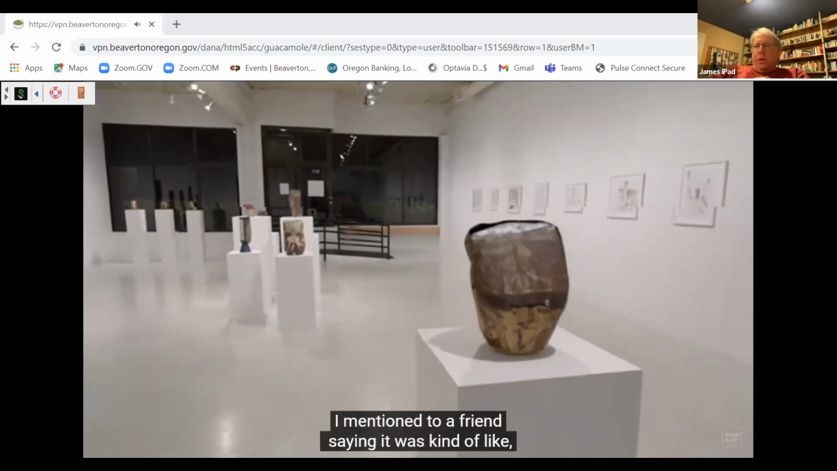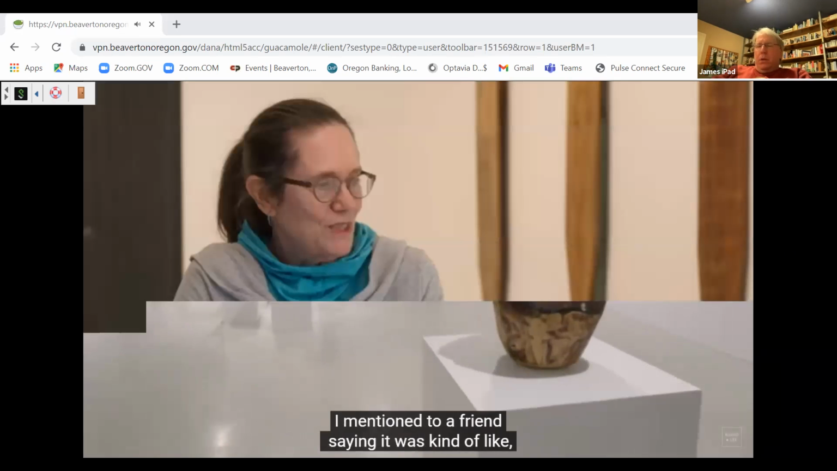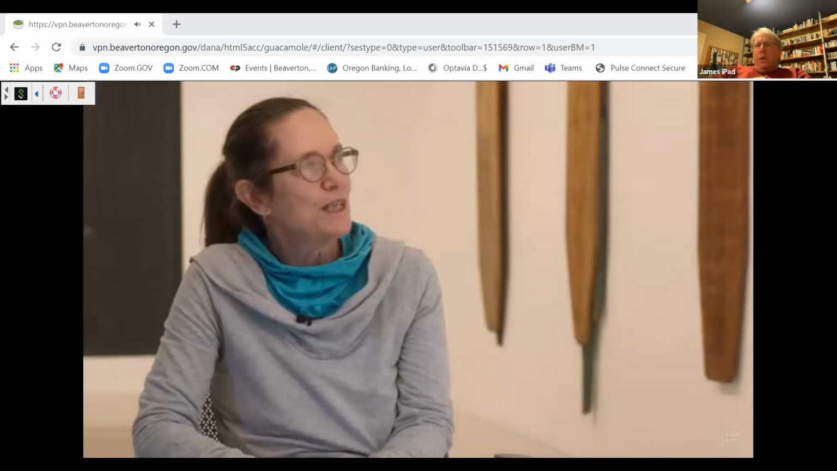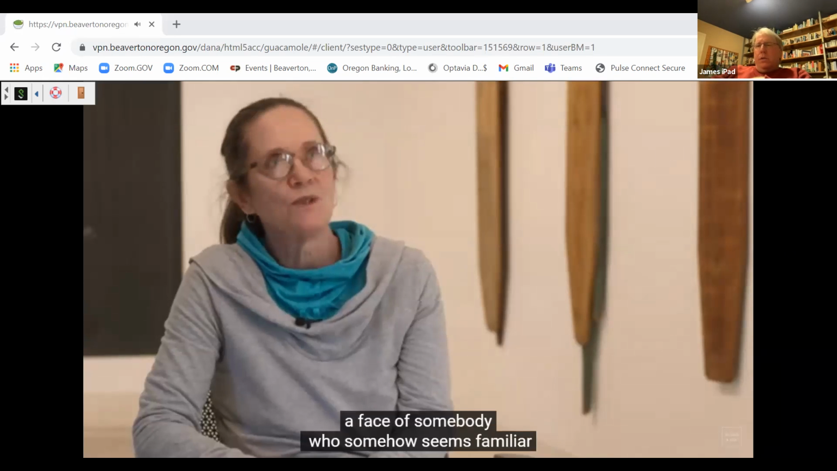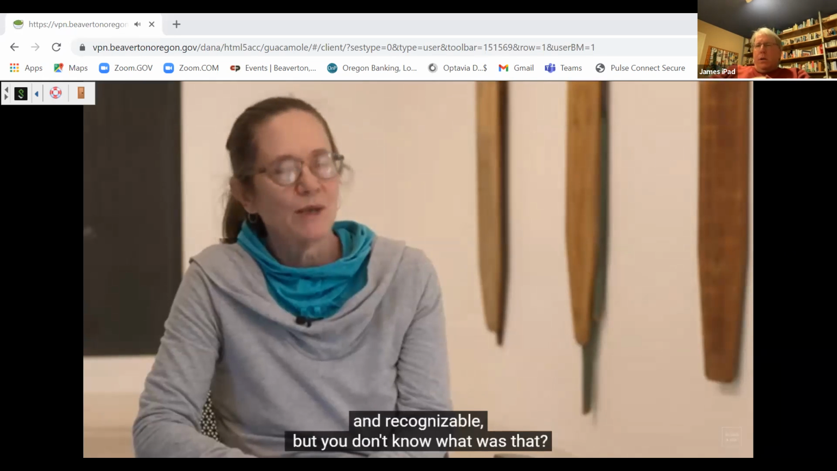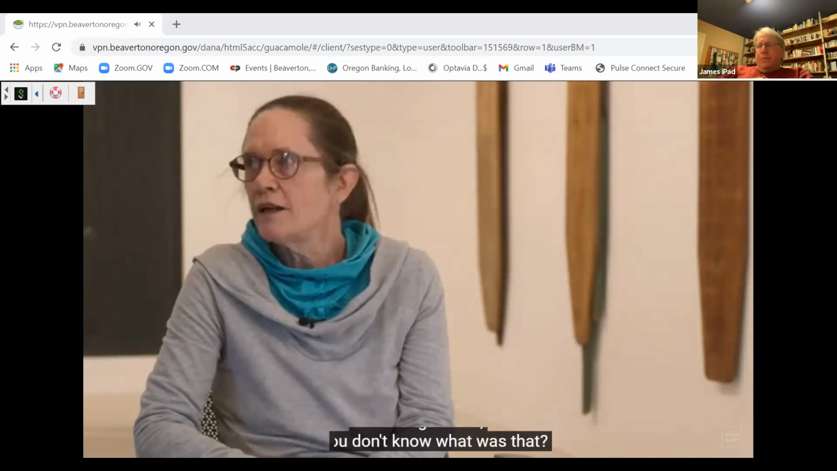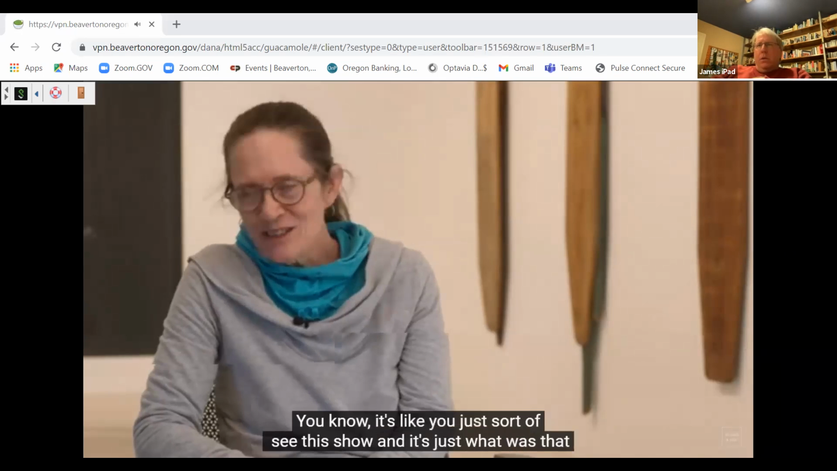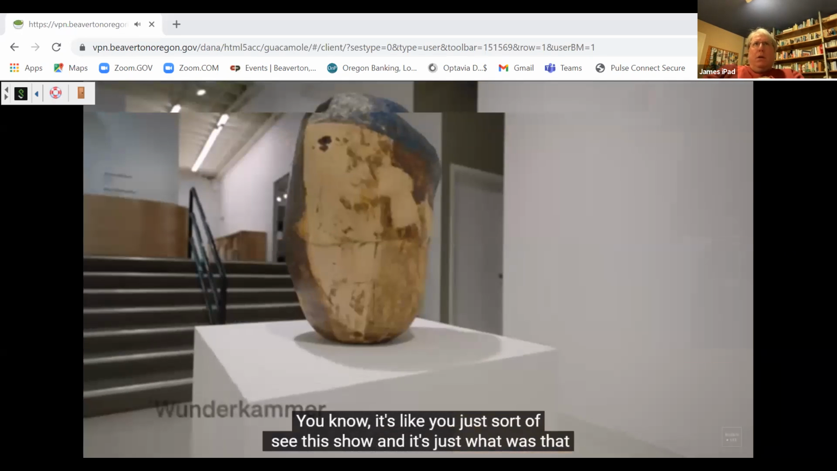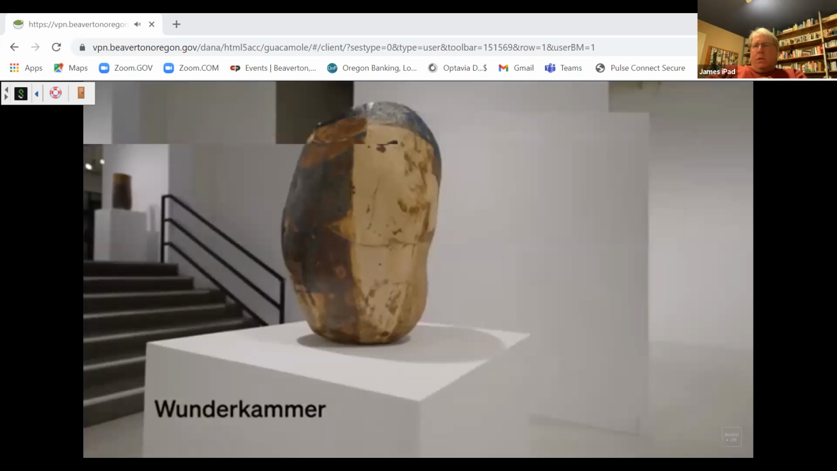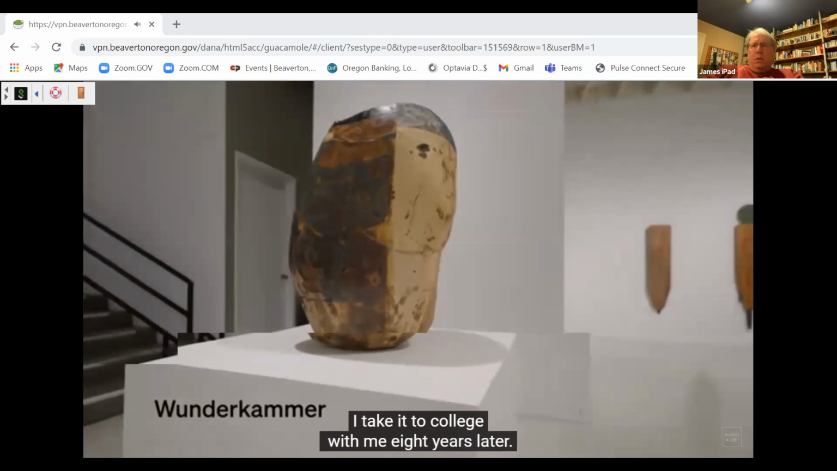I mentioned to a friend it was kind of like you see a train go by and you see in the window a face of somebody who somehow seems familiar and recognizable, but you don't know what was that, and then they're gone. It's like you just see this show and it's, what was that? You know, I buy the poster, of course. I take it to college with me 8 years later.